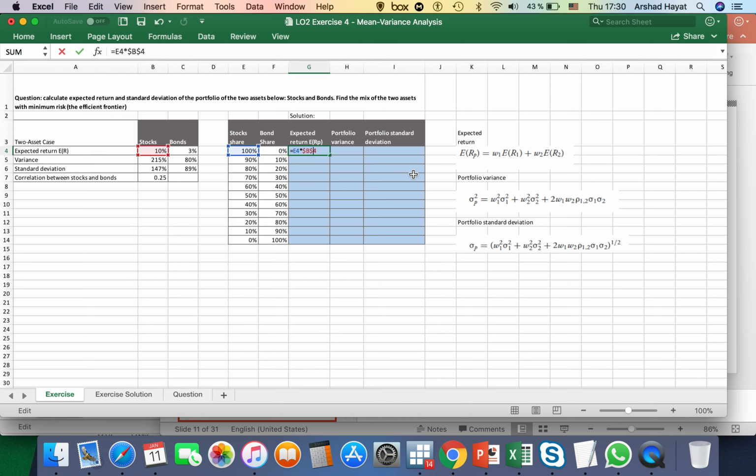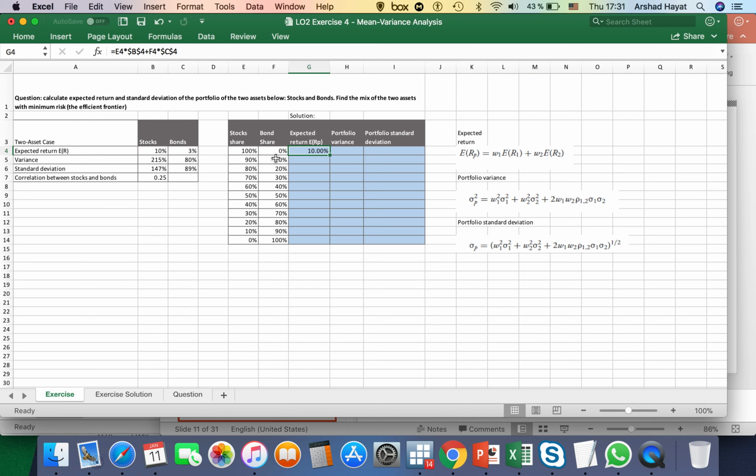So we have W1 times the expected return of stocks, which is 10%, plus W2, the bond share, multiplied by the expected return of bonds, which is 3%. Again, we put dollar signs here. So we have an expected return of 10% for the whole portfolio. This is obvious because the whole portfolio contains only stocks, so the return is the return for stocks, which is 10%.